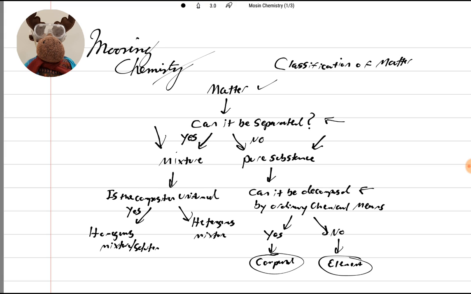Now getting back to the mixture. So you want to know, is the composition uniform? If it is uniform, then it's a homogeneous mixture. And that means every cubic centimeter is the same as every other cubic centimeter. And if it's not, and if it's different, then it's what we call a heterogeneous mixture, which means different throughout.